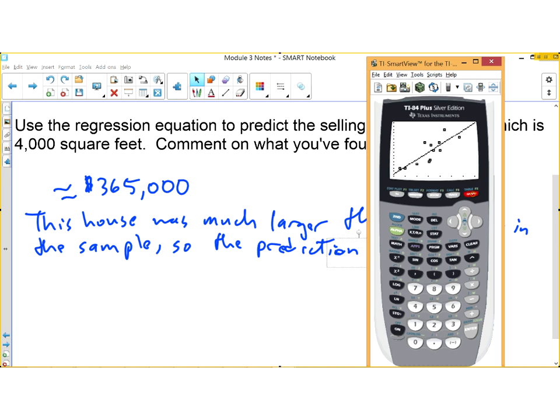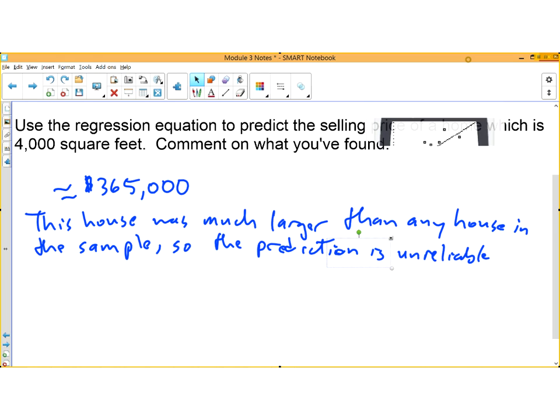So in general, you shouldn't use the equation to predict for x's that are larger or smaller than the ones in your data set. The x's you use should be basically between your smallest x value and your largest x value. That's something to be really aware of. This is called extrapolation, and you don't want to generally do it.